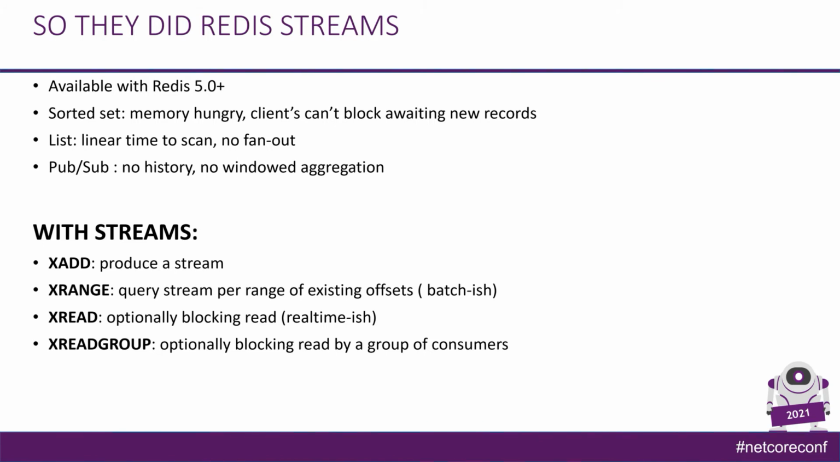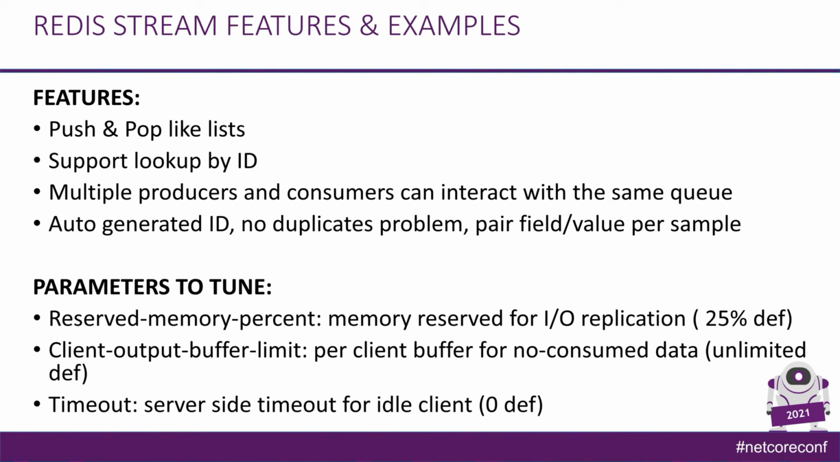Okay, Redis lists are good to be used as a queue, but it is impossible to have a sort of fan-out paradigm because it is a queue, so one produces and one consumes. And so Redis Streams can be seen as a sort of single producer and multiple consumers mimic. So you can interact with the same queue from multiple consumers, so from multiple clients.